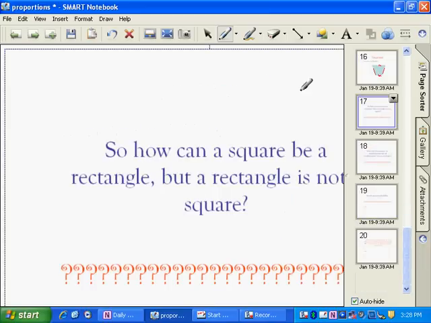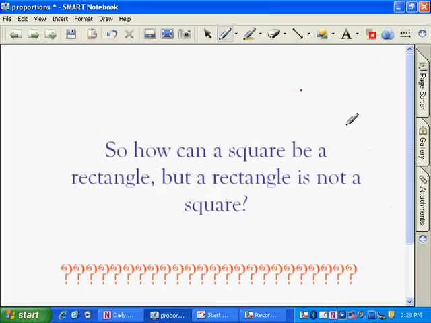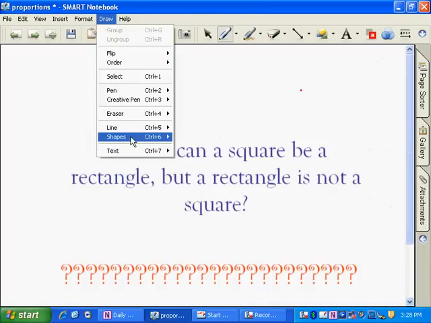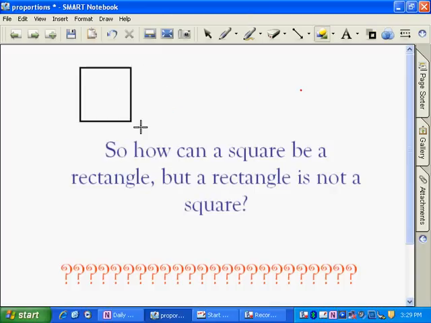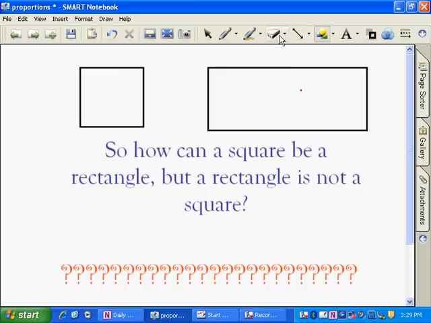So this brings us to the question of how can a square be a rectangle, but a rectangle is not a square. So if you look at shapes, we have a square here, but then we have a rectangle here. This square could also be called a rectangle, but this rectangle cannot be called a square. And if you think about it, the reason is they both have four right angles, they both have opposite sides the same length, and they both have opposite sides parallel, which is the definition of a rectangle. But in order to be called a square, all the sides have to be the same length, not just opposite sides. So that's why you cannot call this shape a square.